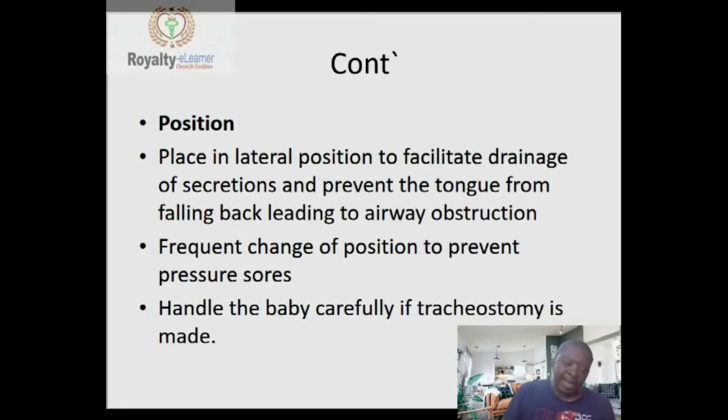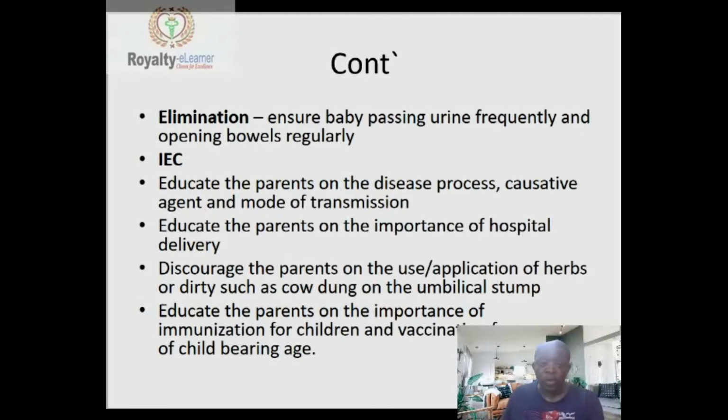Let us now look at the other aspect of nursing care, which is position. We can place the baby in the lateral position to facilitate drainage of secretions and prevent the tongue from falling back, leading to airway obstruction. Frequent change of position to prevent pressure sores is very, very important. So you need to have a turning chart on this patient. You need to have a feed chart on this patient. You can handle the baby carefully if a tracheostomy is made, so that you avoid disconnection of the tubes, and there should be care of these tubes.